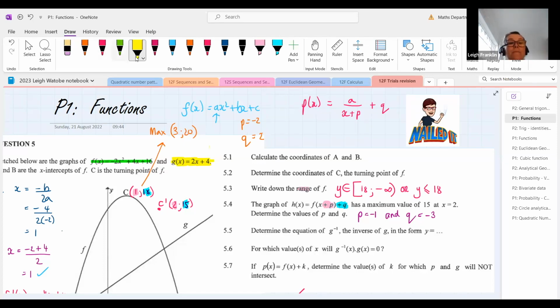Okay. Are you guys able to do that on your own? Can you find the inverse of G in the form Y equals? I'm going to let you try that. So I'm going to give you a couple of minutes to do it, and then I will mark it with you. Okay. So you guys are going to try question 5.5 on your own.